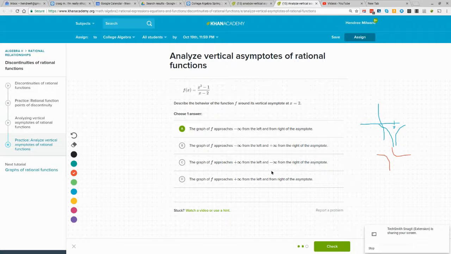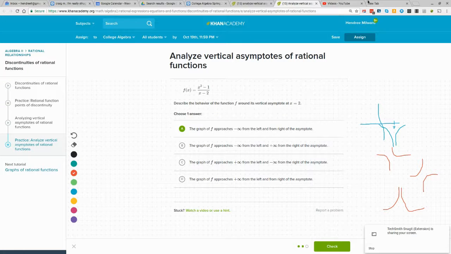And then f(x) approaches positive infinity from the left and negative infinity from the right. So that's kind of the opposite of what we just did. That's going to be one that goes up to infinity as it gets close to 2 from the left, and then down to negative infinity as we come to 2 from the right. And the other one is just going to be where they both go to positive infinity, something like this.